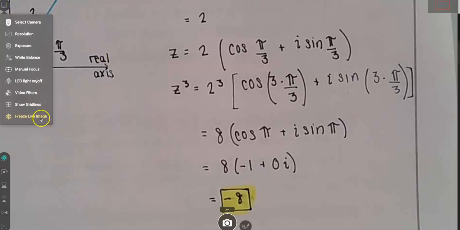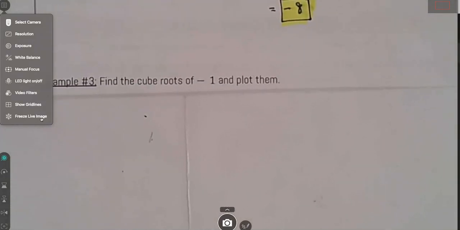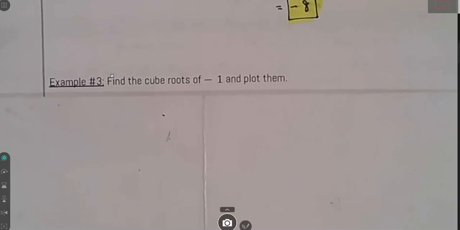Okay, I'll get you guys started on this one as well. Here is example number 3. Find all the cube roots of -1 and plot them. Okay, so, question. If you were to just say, hey, find the cube root of -1, what is that?